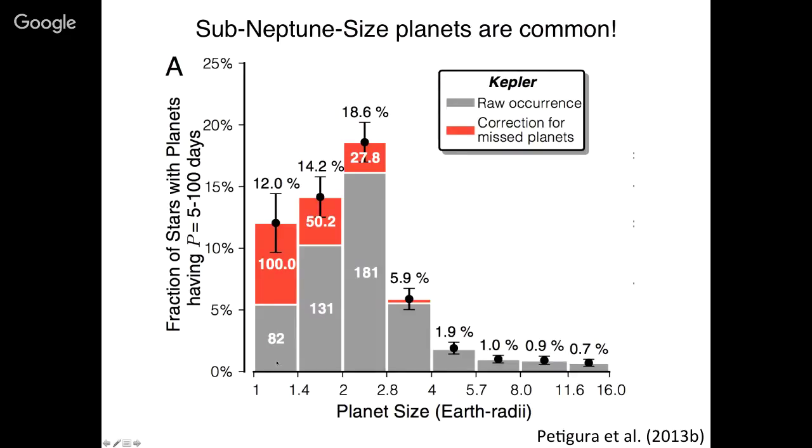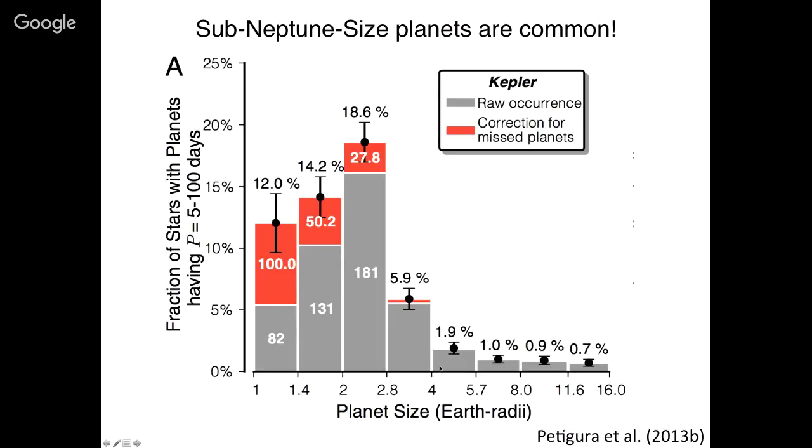So in this histogram, essentially what I'm plotting is planet size on the horizontal axis, and then the fraction of stars with planets on orbital periods between 5 and 100 days as the vertical axis. And this is a figure from a paper by Petigura et al., based on Kepler statistics. And so here you can see clearly that essentially the occurrence rate, at least on these close-in orbits, increases substantially as you move towards smaller and smaller planet radii.